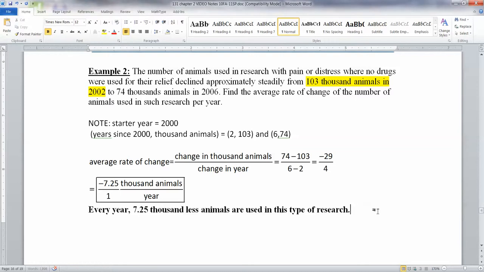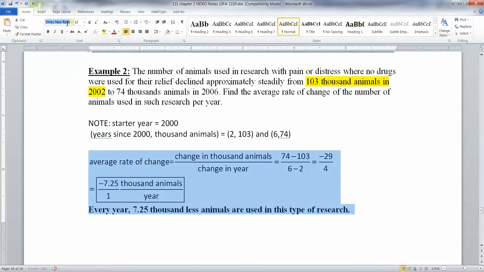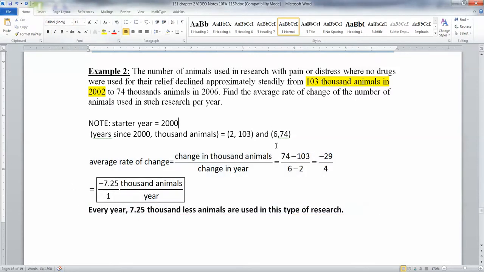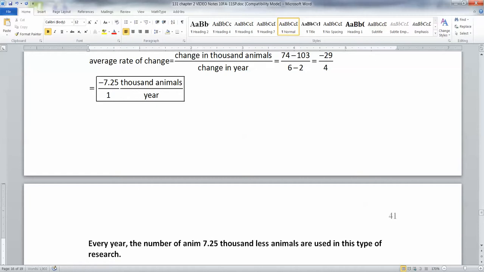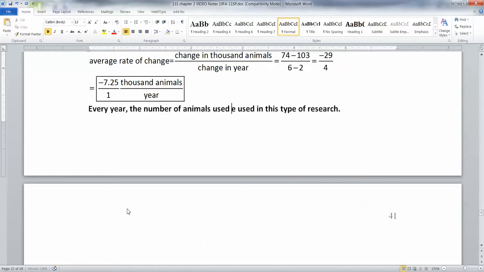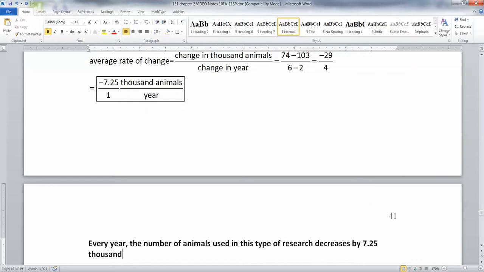Less, because it's negative, right? So it's going down. They're using that many less animals every year. Or you could say, and that's probably better, the number of animals used in this type of research decreases by 7.25 thousand. Something like that. That would also be good.